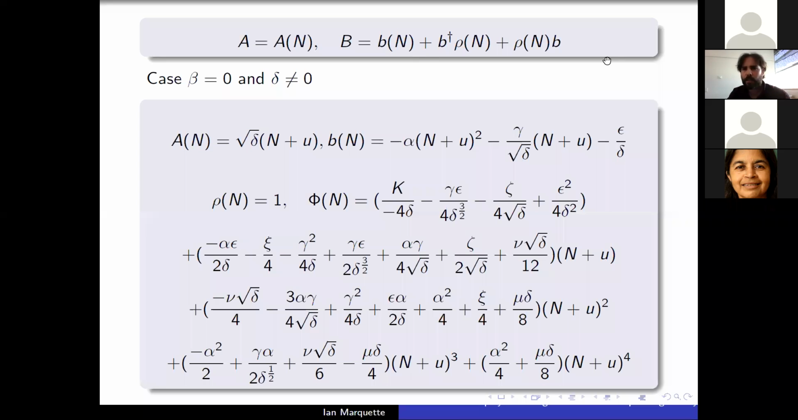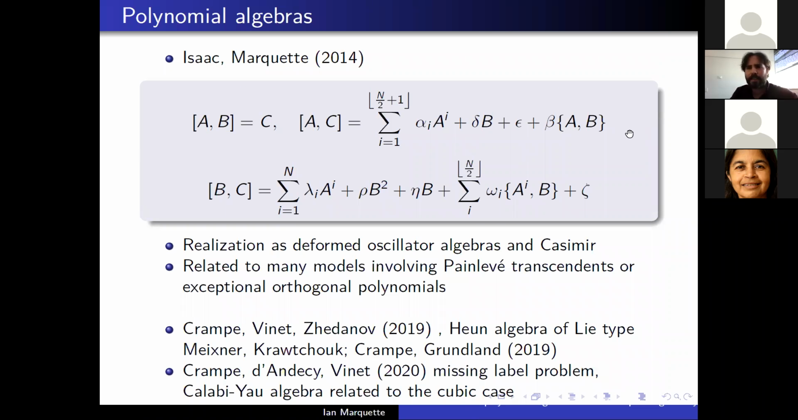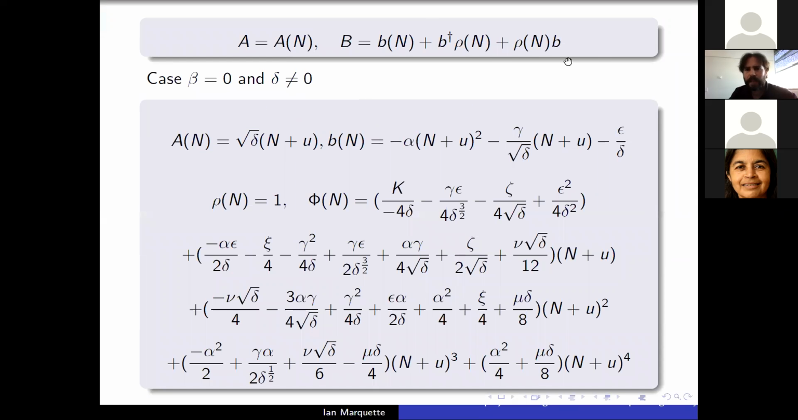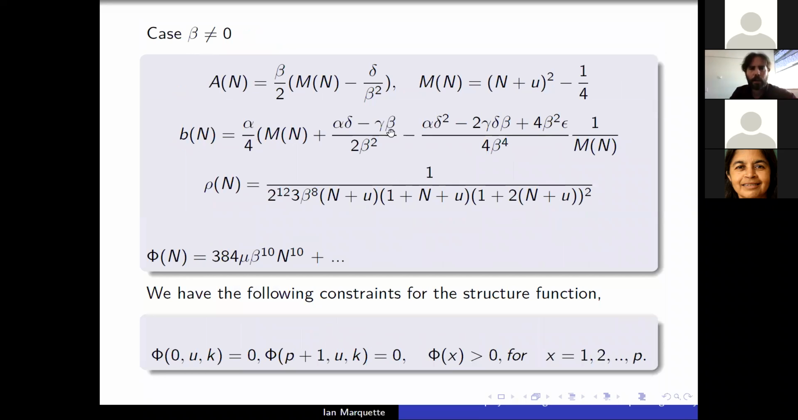And for the hierarchy of these polynomial algebras, you can find a deformed oscillator algebra realization of the following form. There is a splitting of cases depending on the parameter beta being 0 or not. You also need to ensure that some parameter delta is not 0 as well. But this structure function phi will be a polynomial. In this case, it will be a quartic polynomial, and in the other case, it will be a polynomial of degree 10. Okay, because I mentioned the structure constants can also depend on the Hamiltonian.